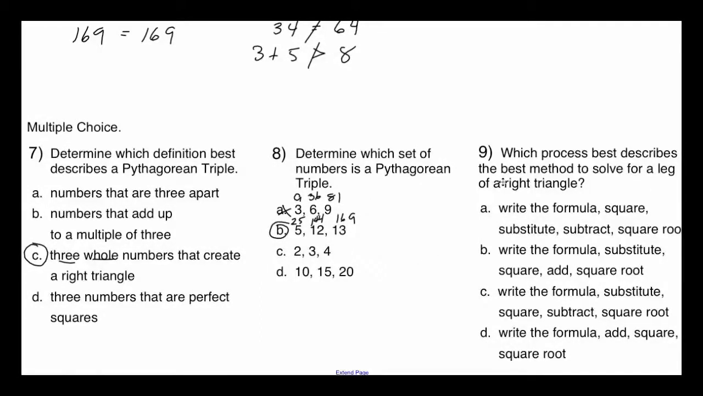Okay, which process best describes the best method to solve for a leg of a right triangle? So you write the formula, yep. Okay, you can't square anything because you haven't substituted, so that's not right. Write the formula, yep. Substitute, yep. Square them, yep. Add, no. Okay, we're solving for a leg. That means we know a hypotenuse and the leg, and we know in that case we have to subtract, so that wasn't it. Write the formula, substitute, square it, yep, subtract, and find the square root. So that's it. That's our process.